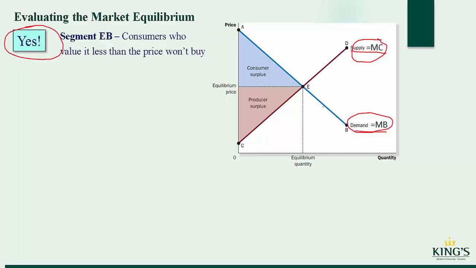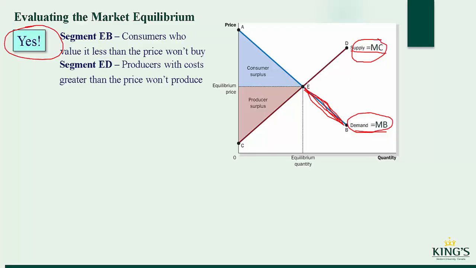Let's think about the segment here, E to B. What is this capturing? The segment E to B are consumers who value it less than the equilibrium price. So these people value it less than the price, so none of these people would buy the good. And if we look at this segment ED, none of these producers would produce the good. Is that what we want? In a market, no one's telling anyone what to do. The government wouldn't be telling them.